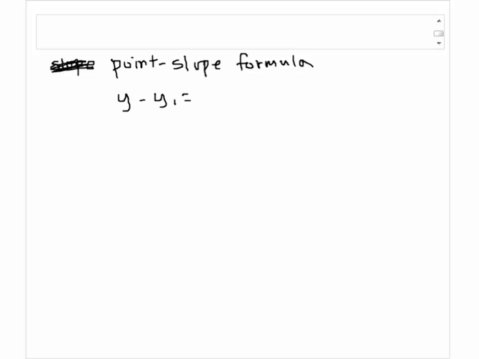Find the equation of a line that contains the point (2, 3) and with a slope equal to 1 over 6. Since we're given a point and a slope, we're going to use the point-slope formula, which is given by y minus y1 equals m times x minus x1.